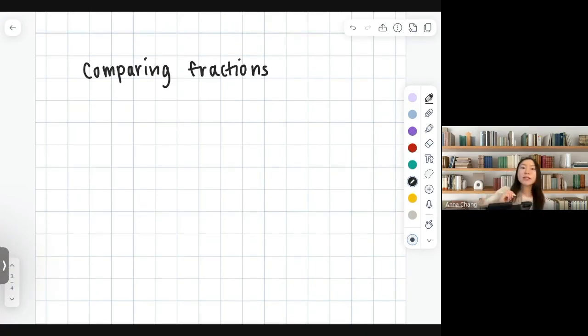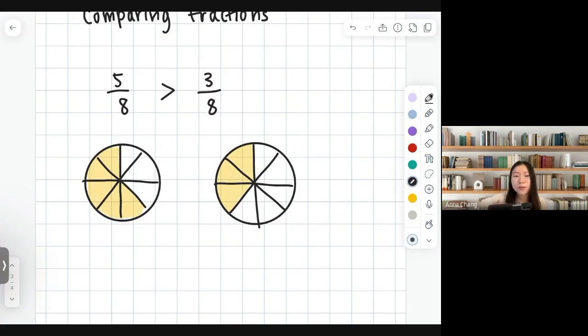Another important skill is comparing fractions. If the denominators are the same, then we can simply compare the numerators. For example, 5/8 is greater than 3/8. This is because 5/8 represents more parts of the whole than 3/8 does. If we draw it, we'll see that. As you can see, we filled in more pieces for 5/8 than we have for 3/8.